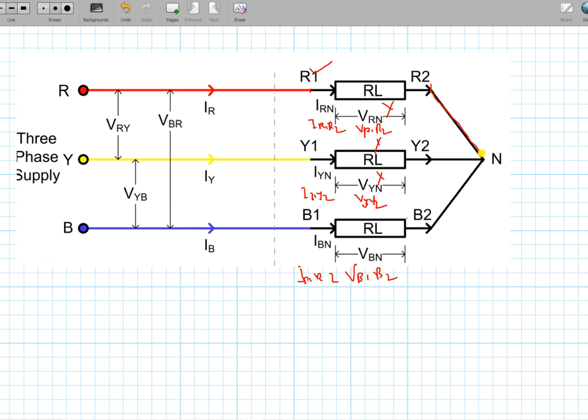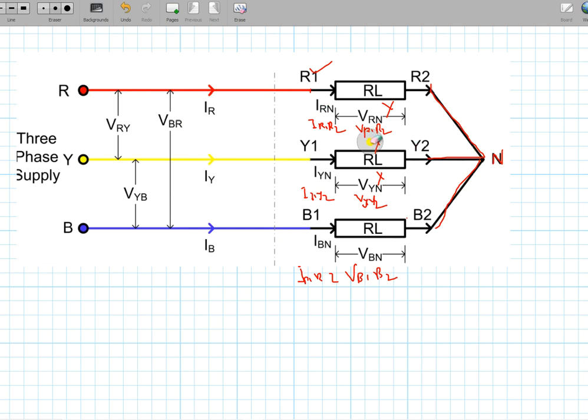Now let us consider that these three terminals are connected together. These end terminals are connected together, and the junction which is formed I will call point N. Then R1 is connected to the R phase, and the second terminal R2 is connected to the neutral.